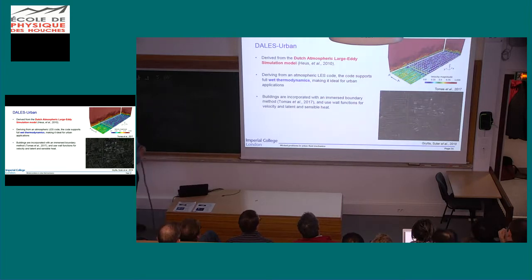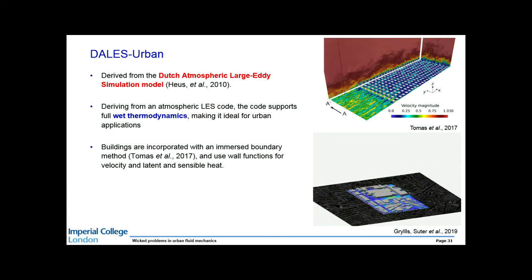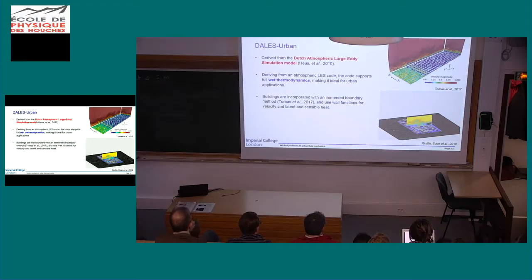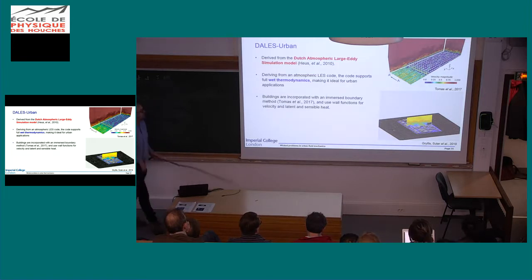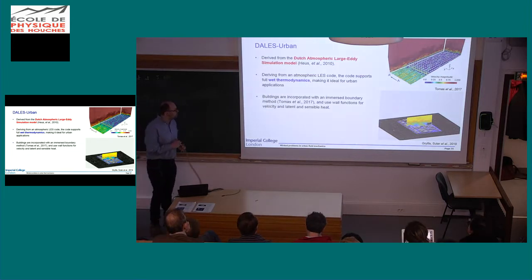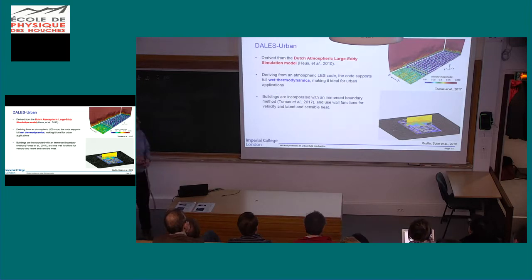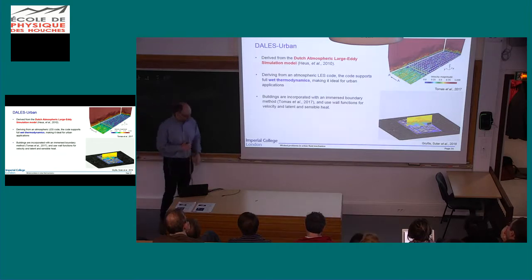The code we use is derived from the Dutch Atmospheric Large Eddy Simulation model. So this is an atmospheric code. It's been in development for 20 years. The nice thing about it is that because it's derived from an atmospheric code, it's got the full wet thermodynamics in it. And of course, these are really important for these low wind situations. Convection is going to matter, and evaporation is going to matter. Pretty standard solution for the building: we used an immersed boundary method, and we use wall functions to deal with the last, say, meter or half a meter.